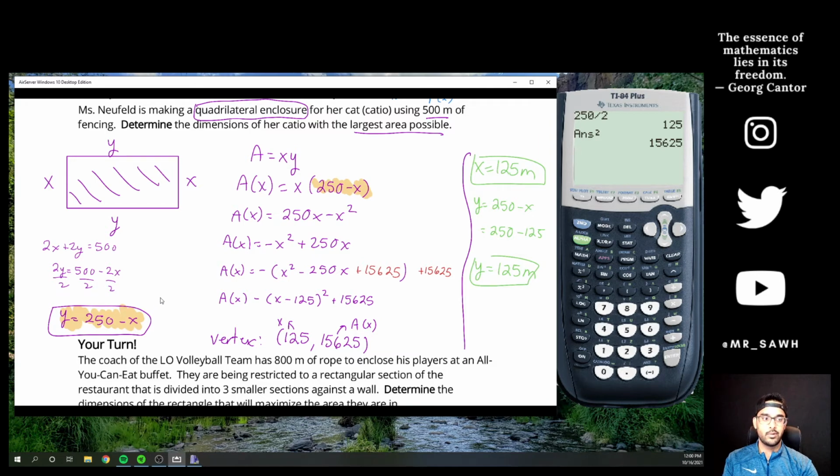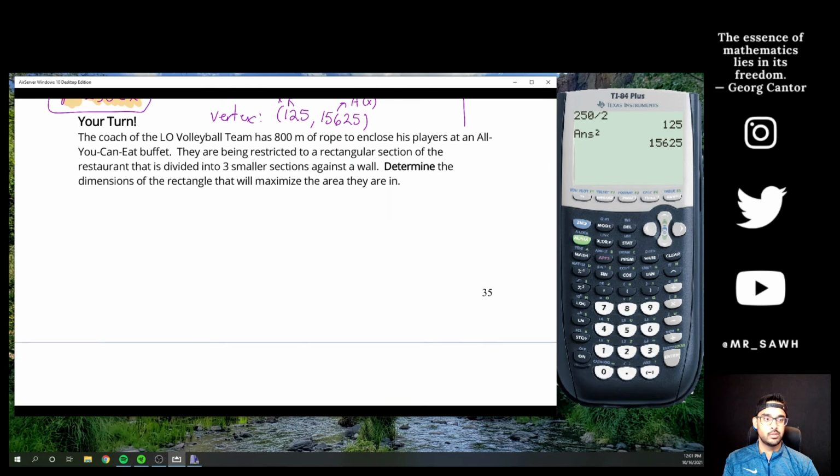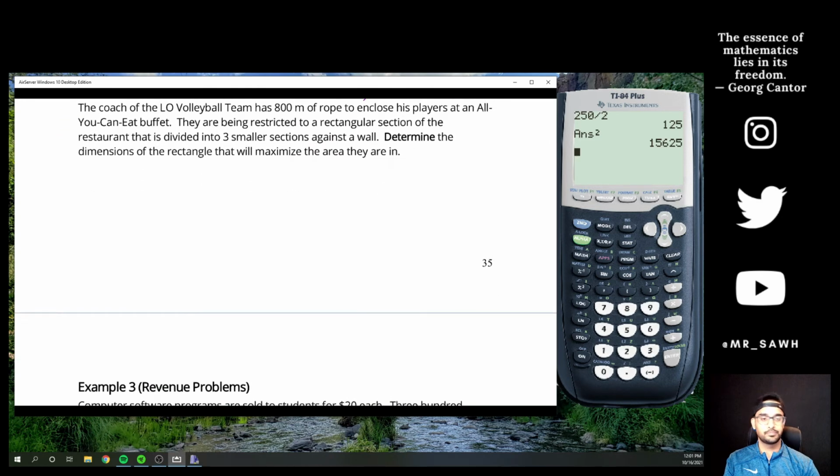Okay, so really the same question. Get one of your variables solved for, substitute it into your area expression, complete the square, look at the vertex, right? They're all very much the same. The one underneath is again very similar, but the picture may be a little confusing. Okay, so the coach of this volleyball team has 800 meters of rope to enclose the players at a restaurant. They are being restricted to a rectangular section of the restaurant. So I'm just going to draw a rectangle right now.